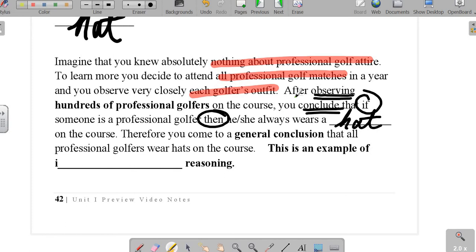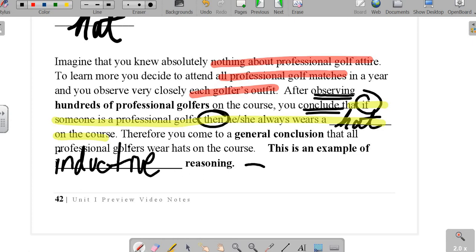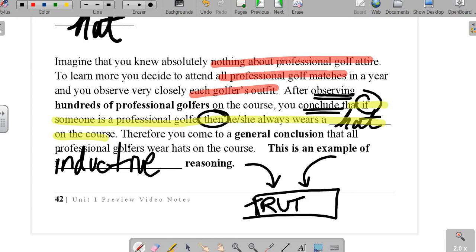Notice, you come to a conditional conclusion. If someone is a professional golfer, he or she wears a hat on the course. You come to the general conclusion that all professional golfers wear hats on the course. This is an example of inductive reasoning. You take in observations and you come to a general truth. If you're a golfer, then you wear a hat on the course.